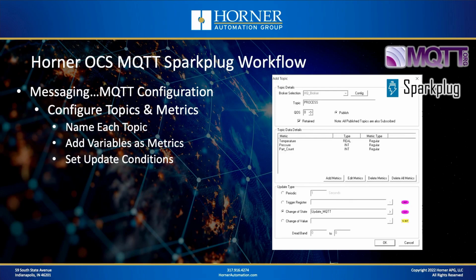And then metrics are individual variables, temperatures, pressures, part counts, whatever it might be, that are going to be included in the topic. And you can have, of course, multiple topics, which is typical in most applications. And then you're going to set the update conditions. When is the OCS acting as the MQTT Sparkplug node? When is it going to be publishing that data? Is it going to publish it on a change of state basis? Is it going to publish it every 5 seconds, every 5 minutes, whatever the case may be in that scenario?